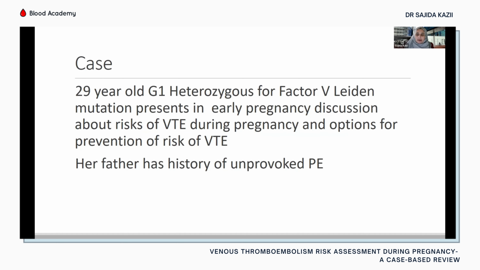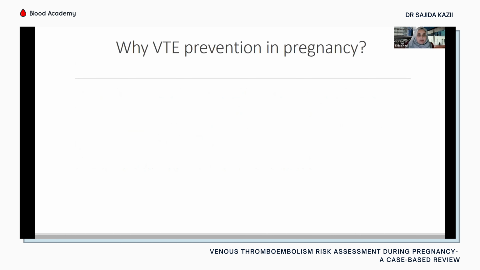Just as an example, I'll be starting off with a case. This is a 29-year-old who comes in in her first pregnancy. She's heterozygous for the factor V Leiden mutation. She's presenting in early pregnancy, and it is very empowering to see patients asking about their risks of VTE during pregnancy and what options are available for prevention of risk. She has some knowledge about VTE because her father has a history of an unprovoked PE.